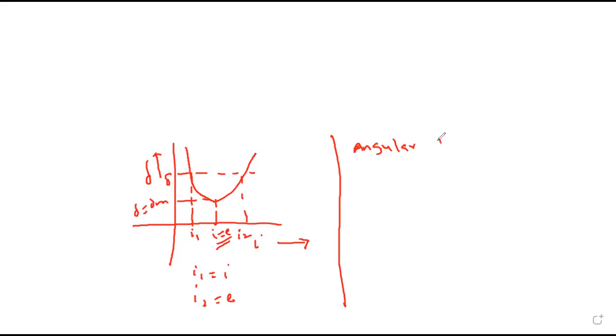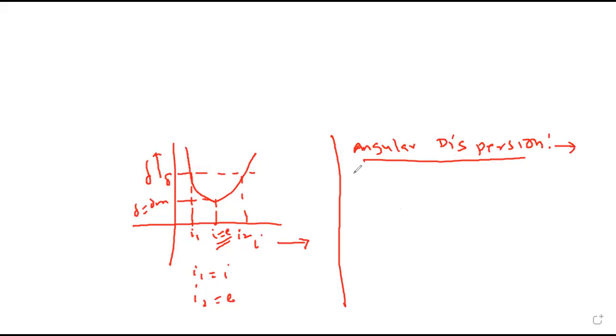Angular dispersion. What is the meaning of dispersion? The phenomenon of splitting of light into its 7 constituent colors is called dispersion. And when the colors are obtained on a screen, it is called a spectrum.